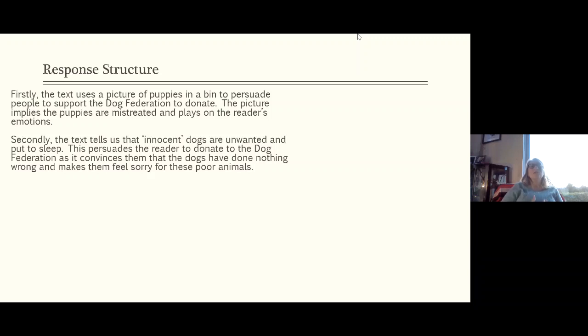So you'll notice in each of my points, I'm using those key words. This persuades the reader to donate to the Dog Federation. Those are the words that were in the question. Those are the words that we need to use in the response to make sure that we are focusing our efforts on that question and the examiner knows exactly what we're answering. So that examiner knows that we are answering this question correctly.